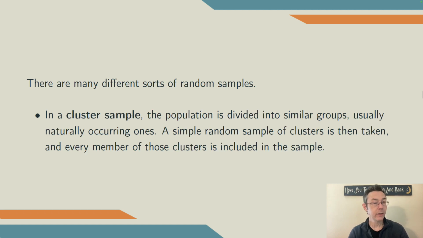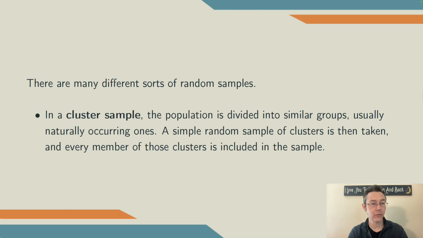Related but very different is a cluster sample, in which a population is divided into similar groups, usually naturally occurring ones, and then a simple random sample of the clusters is taken. And then every member of the cluster is included in the sample. So in this situation, we're randomizing, but it is at the group level.